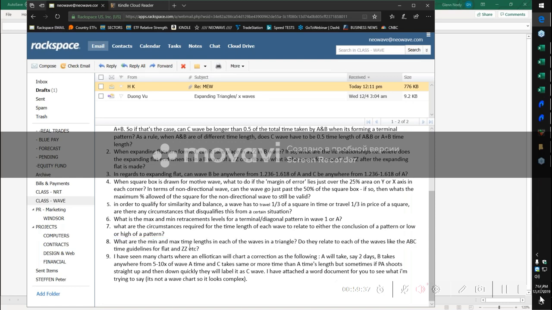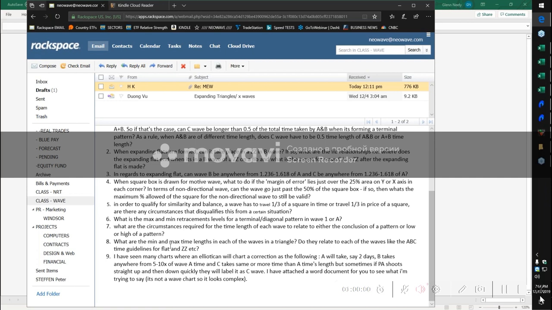In a triangle, almost always every wave that's next to another one will be 61% or more of the previous one. There are some exceptions, but generally wave B will be 61% or more of A, C will be 61% or more of B, D will be 61% or more of C, and E might be 61% up to maybe 99% of wave D. Generally each wave will be at least 61% or more.